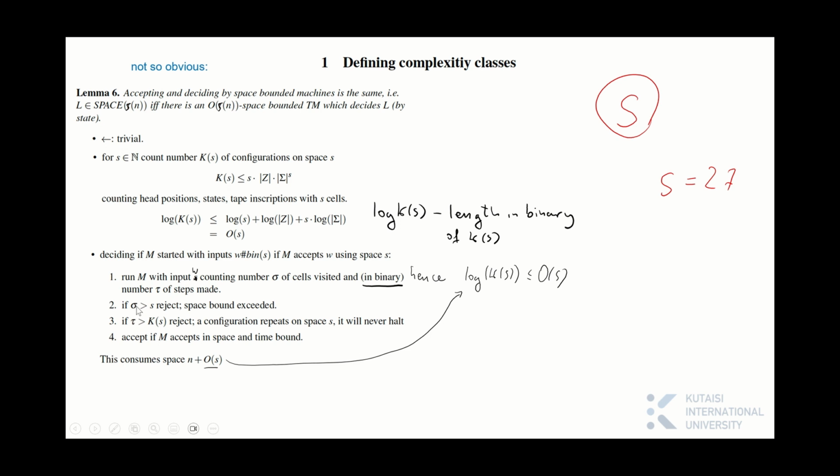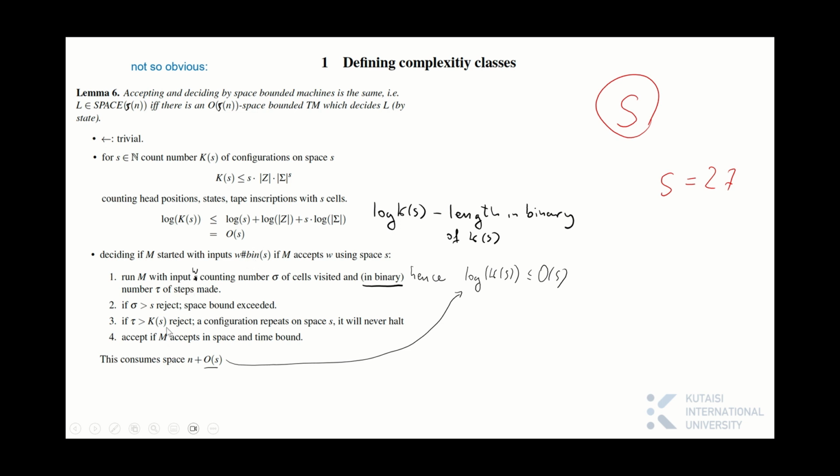And now if none of this happens, the only other possibility is that M accepts in the space and time bound. Okay, so what do 1, 2, 3, and 4 do? 1, 2, 3, and 4 take an input w and s and tell you whether this machine accepts within s. But it also takes into account the fact that if it loops inside, it's actually rejecting. So it kind of decides within s.